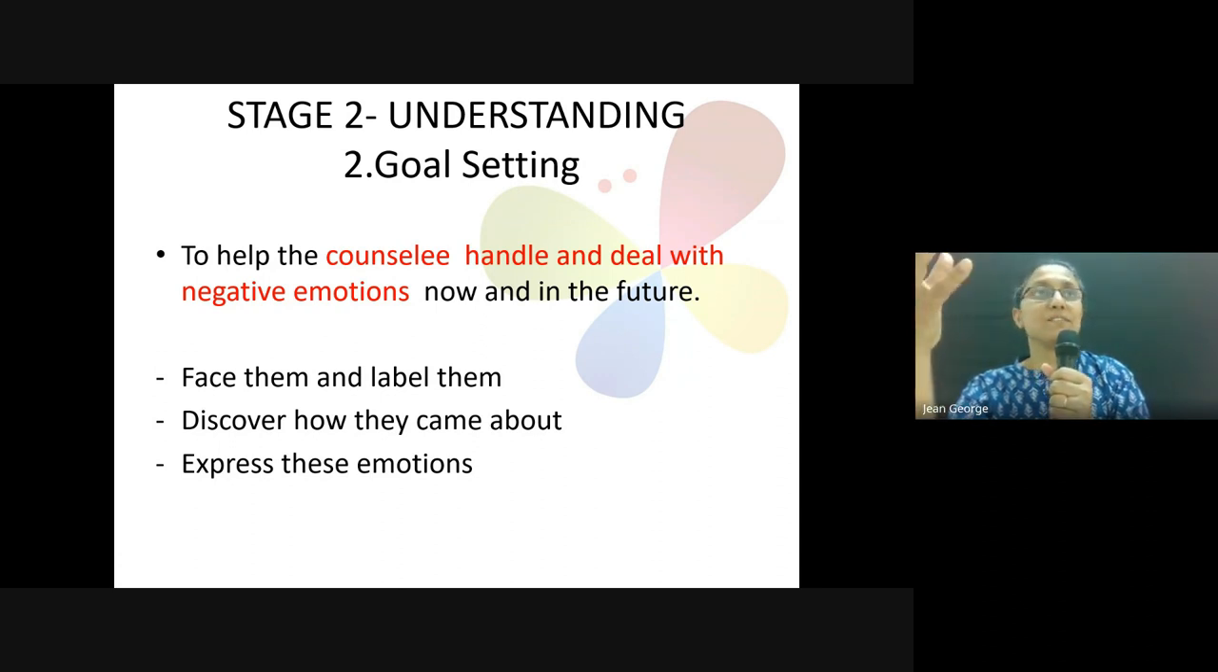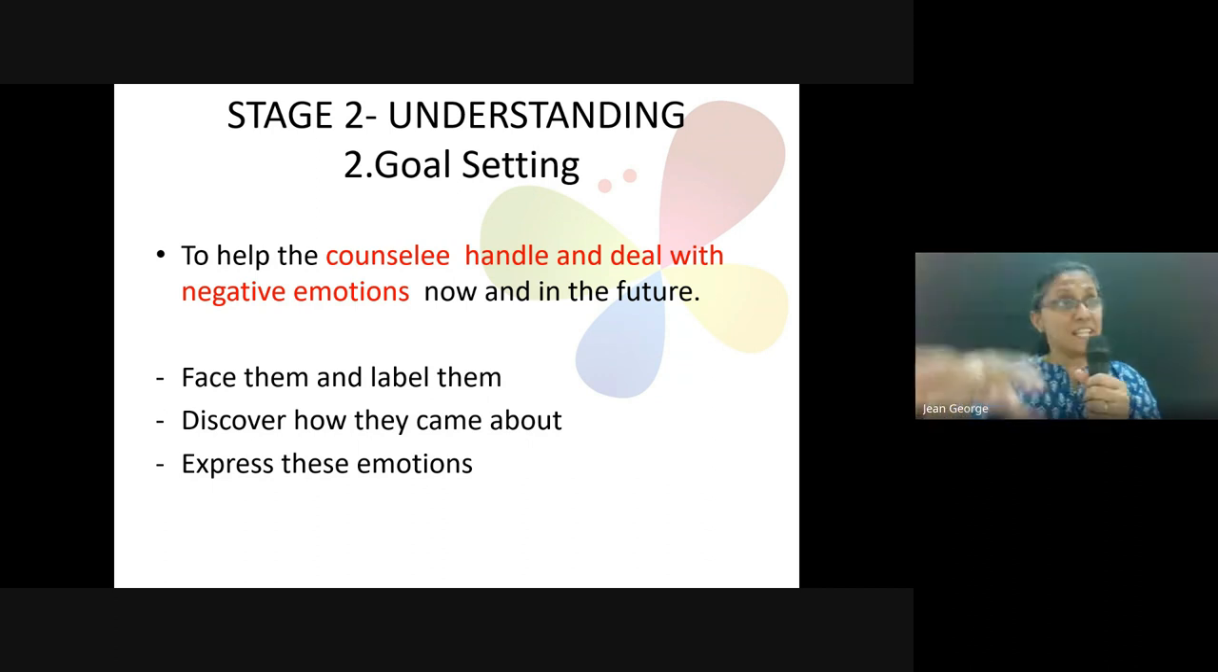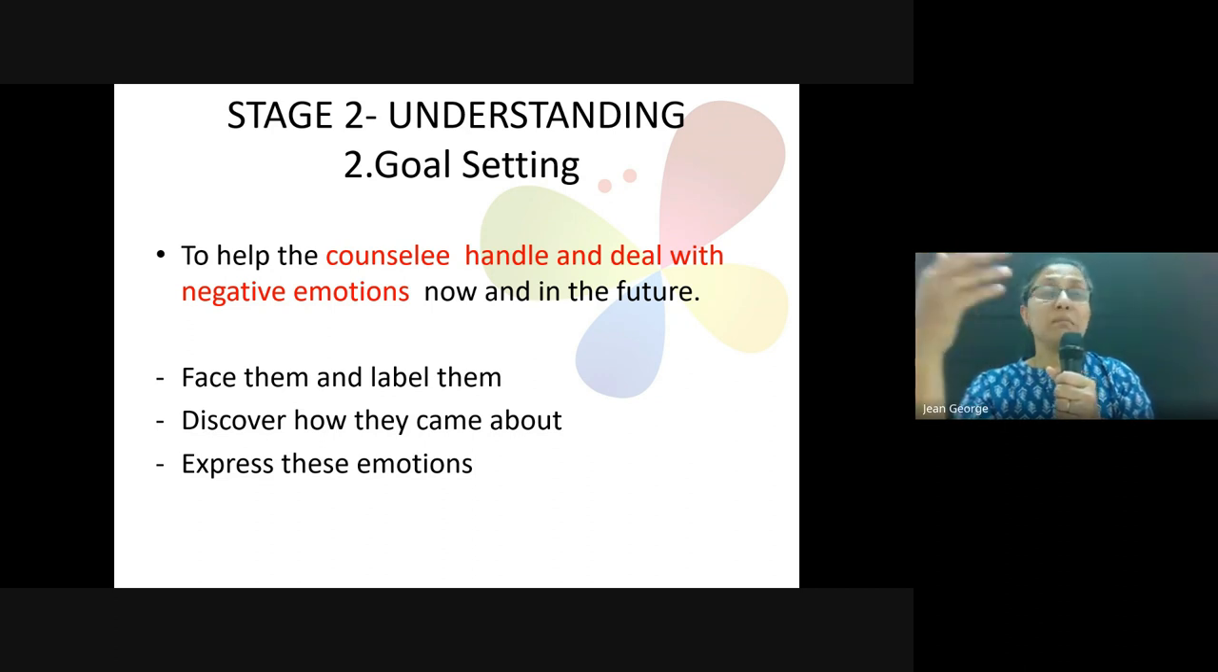Help the person to say, I see that you're angry. It makes you really angry. So he's saying, yes, I am angry. So you see that he's actually facing it. He's labeling his anger. Okay? Then you discover why that anger came about. What is the source of the anger? Or what is the trigger of the anger? So he may say, I'm really angry because my father has high expectations of me.